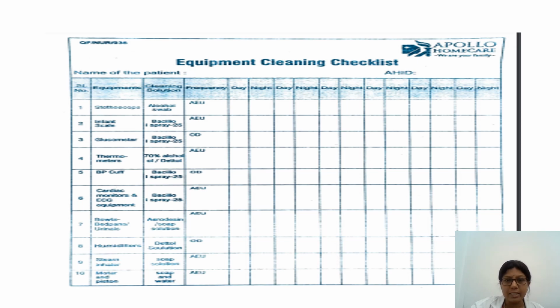So we can see here soap and solution. So how do we have to clean it? How does this equipment checklist have to be maintained? Through this equipment checklist, we can understand for the particular equipment, after the use or once in a day, whether it is cleaned properly or not. This has to be monitored by the nursing supervisor also, whether they are maintaining it properly or not.